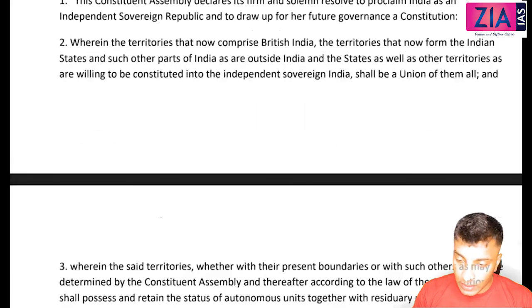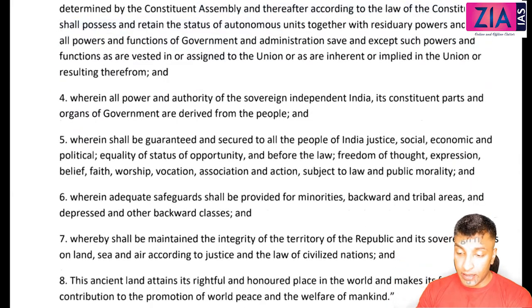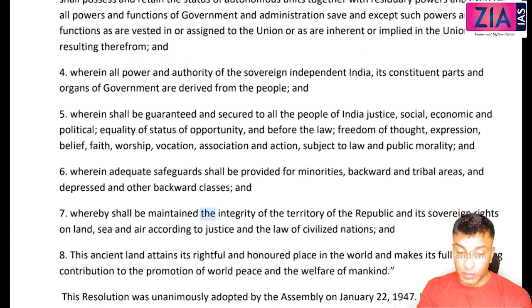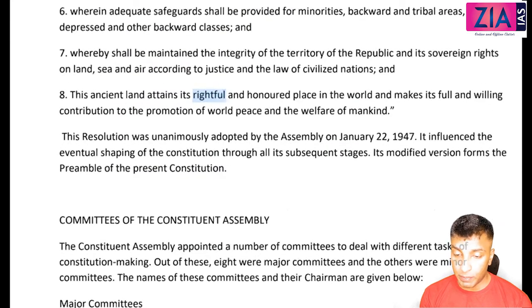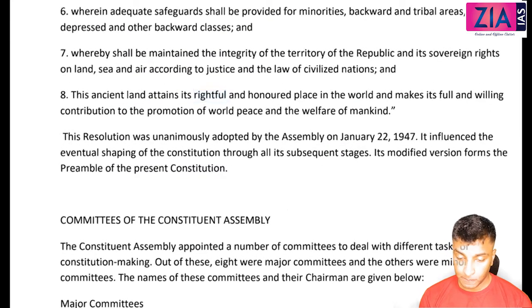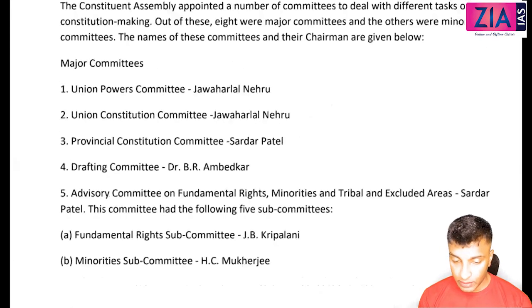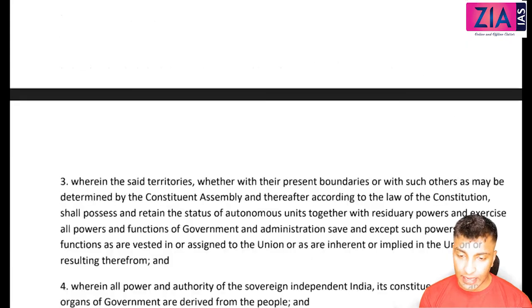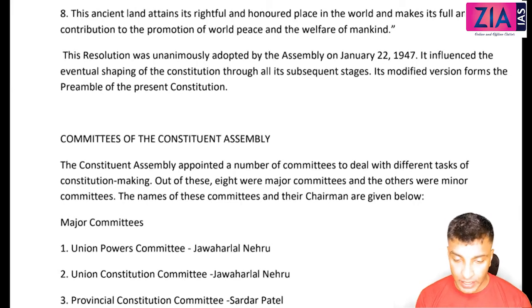Guys, go through all these points which are there in the objective resolution. You will get the idea. It's all about sovereign, independent India. So justice, social, economic, political. You will see all these in the preamble also. Freedom of thought, expression, belief, faith, worship, vocation, association, action, all these I've told you. Sovereign republic, various committees. Just go through all these. It is not required to read between the lines here in the class. That is something which you can do. What I need to do to explain this part, I've done that. So I'm expecting this will be very simple and you can go through that.